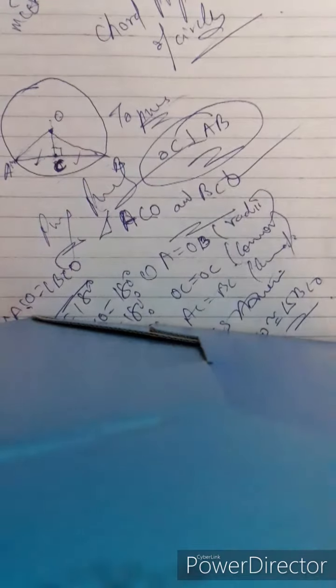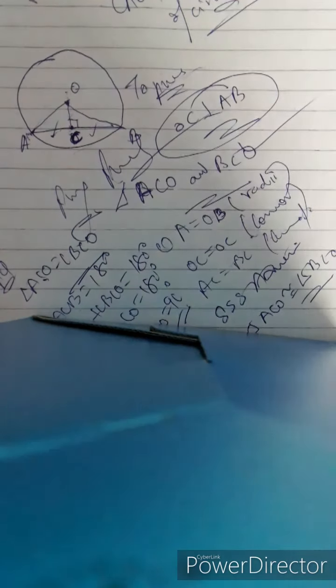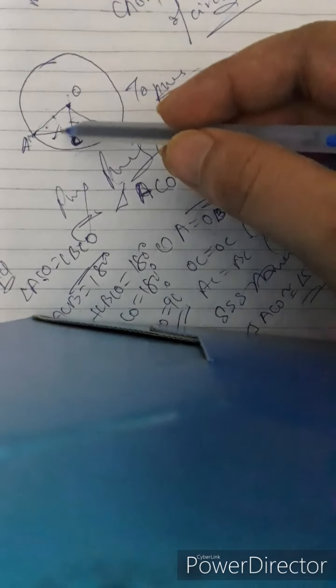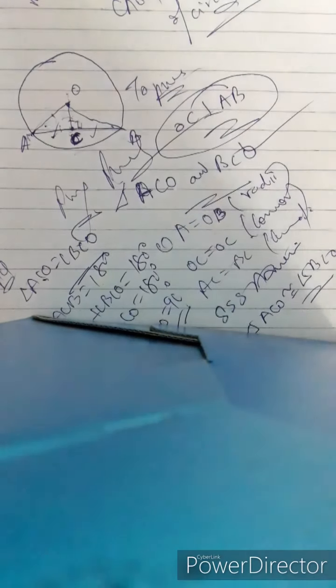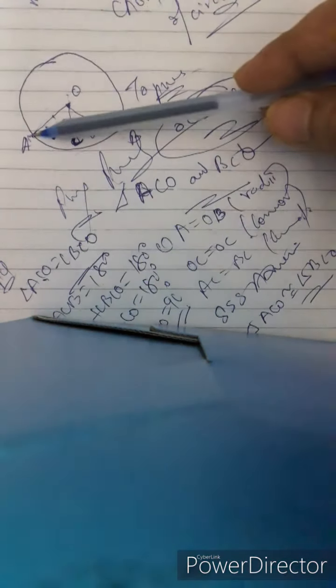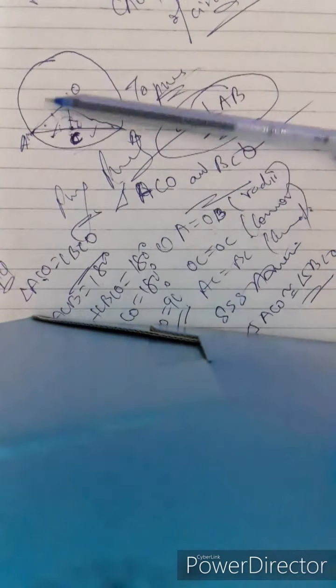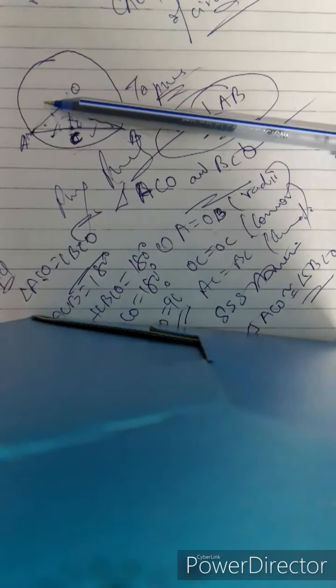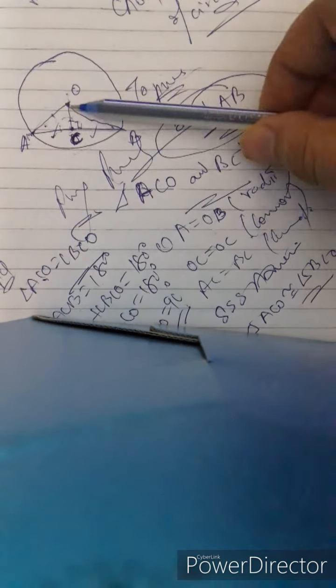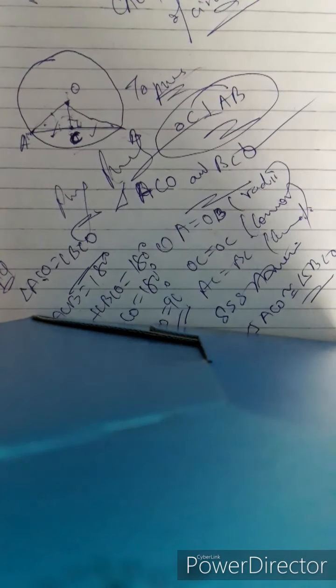I hope you got this theorem problem. It's very simple. We just have to prove the congruency of the two triangles and take by CPCT this angle equals this angle, and we already know that ACB is 180 degrees. So if the two angles are the same, then both the angles are 90 degrees each, and hence OC is perpendicular to AB. Now coming to the next theorem, I'll just turn this page.